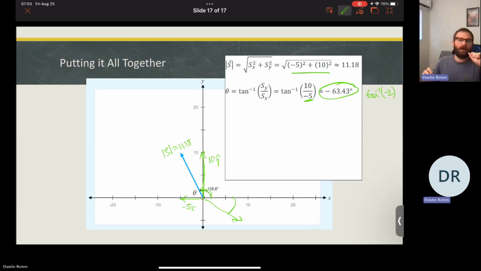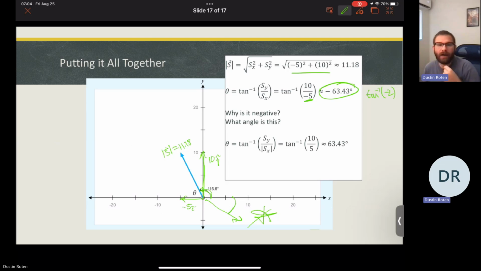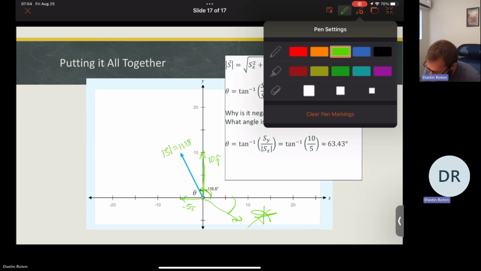So this is where it's very, very tricky, very, very important to remember. You've got to ask yourself, why is this negative and what angle are we talking about? Well, clearly we are talking about some angle down here, because we're following the clock, we're going in the wrong direction. Now, it could be that the number 63 degrees is correct, just in the wrong direction. So we have to figure out exactly what angle we are talking about here. What I would suggest is draw this out every time. I'm going to switch to black.